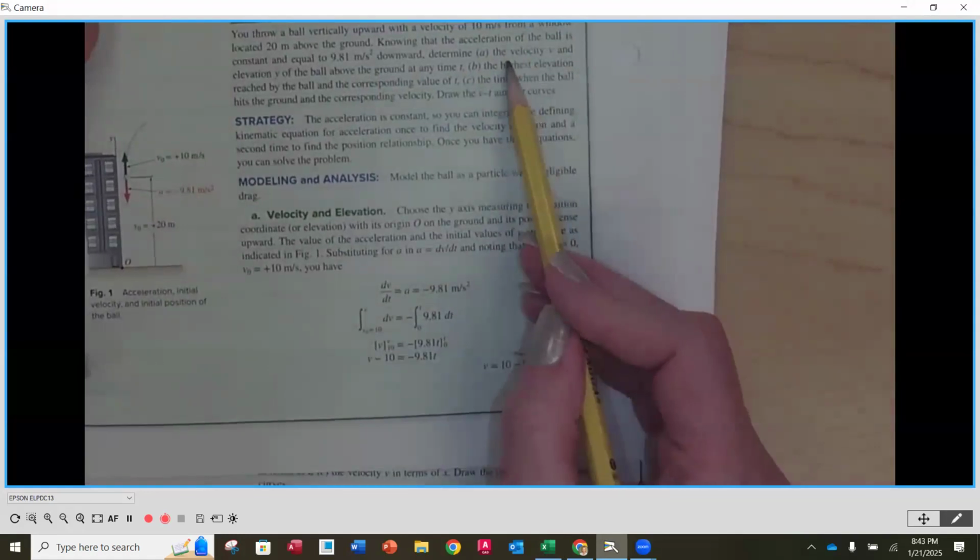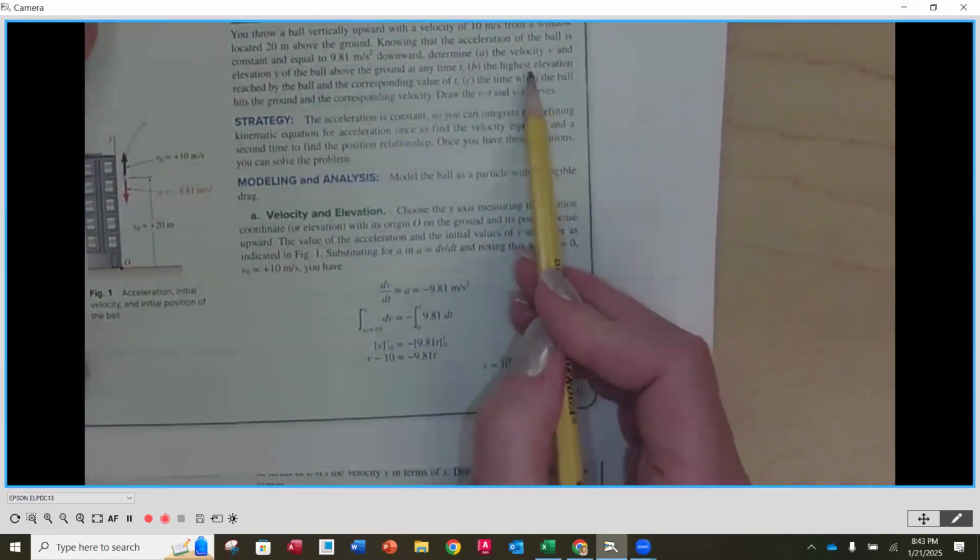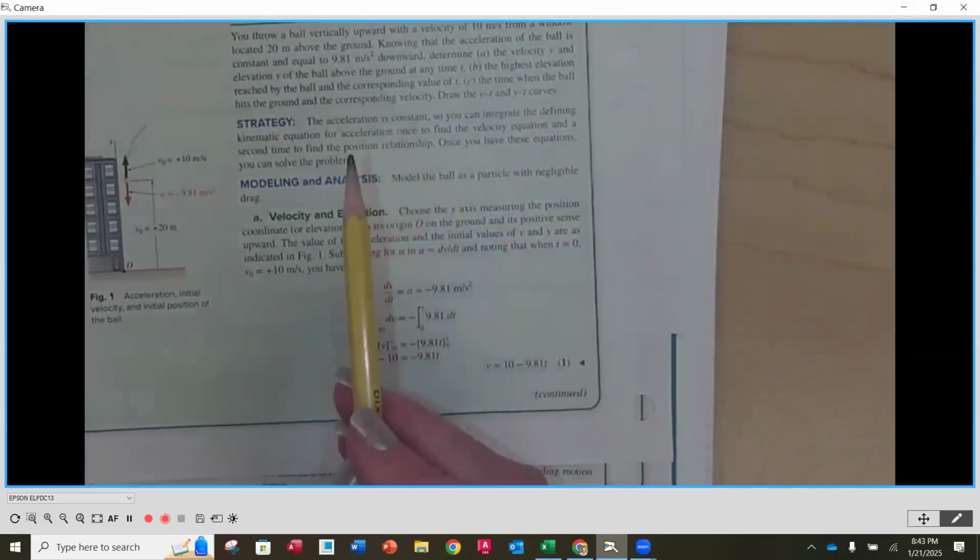So we took care of the velocity at any given time and the elevation. We took care of the highest elevation. Now we need to know the time when the ball hits the ground and the corresponding velocity. Okay, the time that it hits the ground and its corresponding velocity.